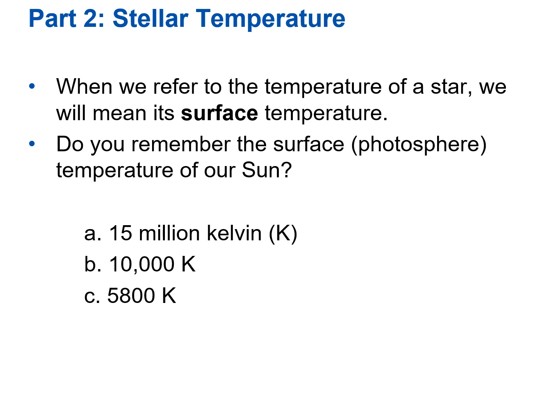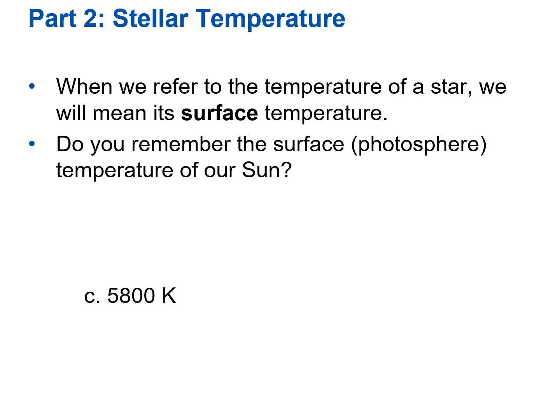Do you remember the surface temperature of our sun? 15 million Kelvin, 10,000 Kelvin, or 5,800 Kelvin? 5,800 Kelvin. That's going to be important in this chapter and in this unit on stars because it's one of the main variables that we use to compare stars, the surface temperature. So you should know that the sun is 5,800 Kelvin. And again, in Fahrenheit, that's about 9,900 degrees Fahrenheit.